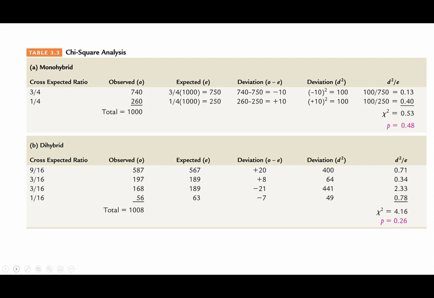So let's look at a monohybrid cross. Let's say we're looking at a cross of an individual that is heterozygous. And we want to know, is it actually truly heterozygous? So we would expect, if this trait is behaving in a Mendelian fashion, that we would have this ratio, 3/4, 1/4.